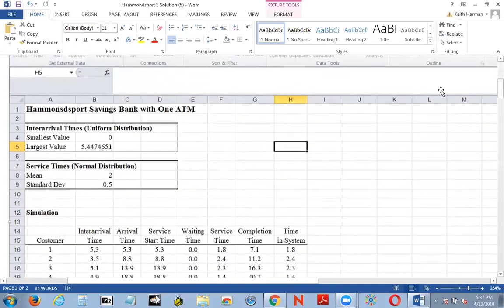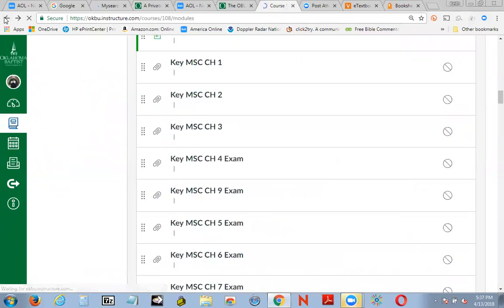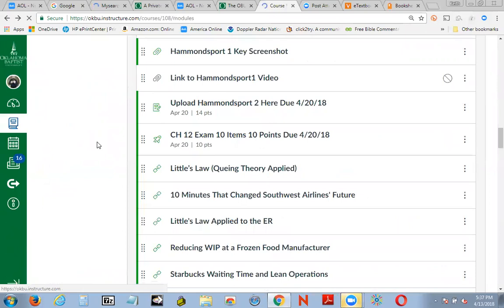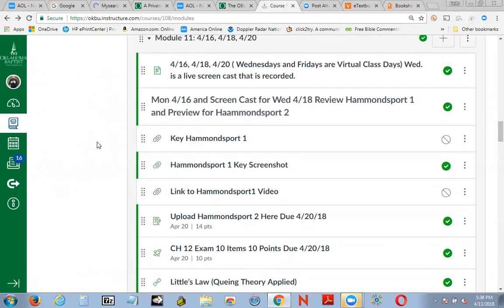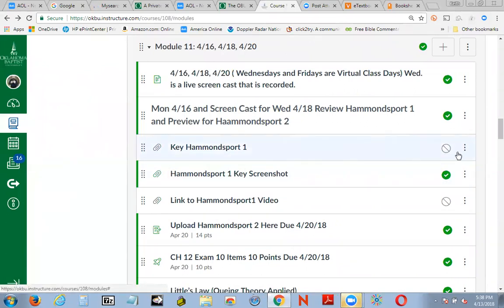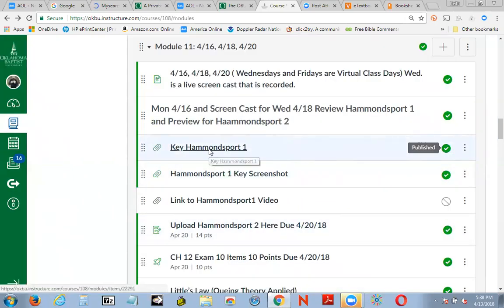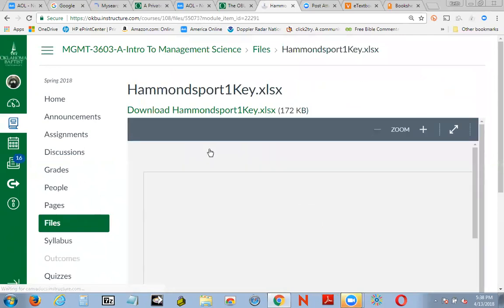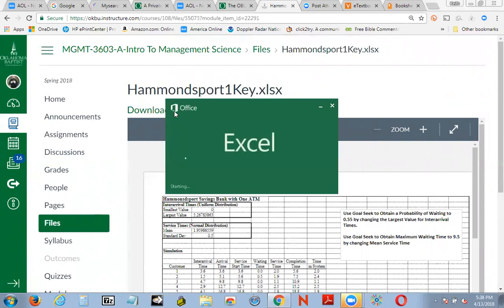the key. All right, now I'm going to close this off for a minute. We'll get this, and we'll go back. And I want to go down here to the key, and I'm going to publish it so you can see it. I'd ask you to do a little work with Hammond's Port if I'm not mistaken. In fact, I'll download this and we'll take a look at it.